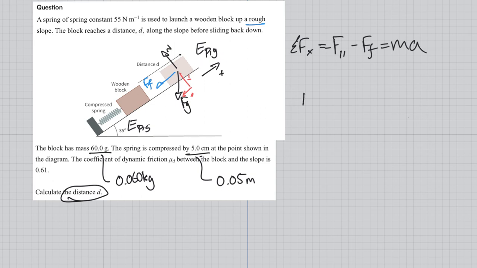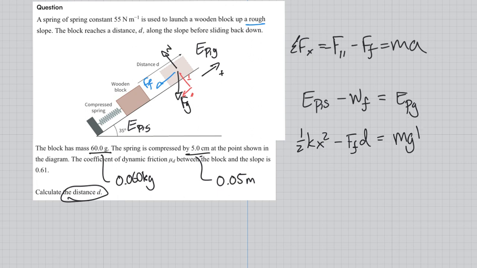So our equation we're going to write is energy potential due to the spring minus the work done by friction, because that's my external force, is going to equal the energy potential due to gravity. And again, we're trying to solve for this idea of D. Now, as we're going through this question, this is simply going to be 1/2 kx squared minus the force of friction times the distance up the ramp equals mass times gravity times height.